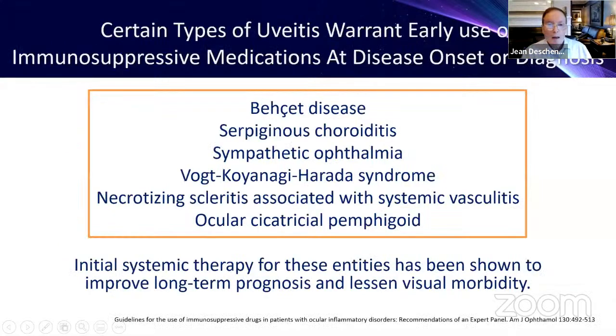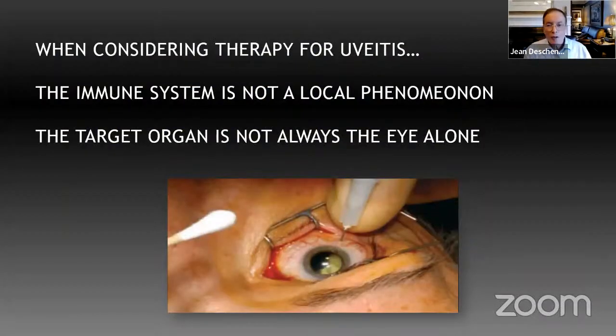There are some diseases that need systemic treatment. The most common one is VKH disease, but also serpiginous choroiditis, sympathetic ophthalmia, Vogt-Koyanagi-Harada syndrome, necrotizing scleritis with systemic vasculitis. So usually when I see those types of diseases, I will rapidly start systemic therapy, especially with immunosuppressive medication. So in conclusion, when considering therapy for uveitis, you should know that the immune system is not a local phenomenon, and the target organ is not always the eye alone.